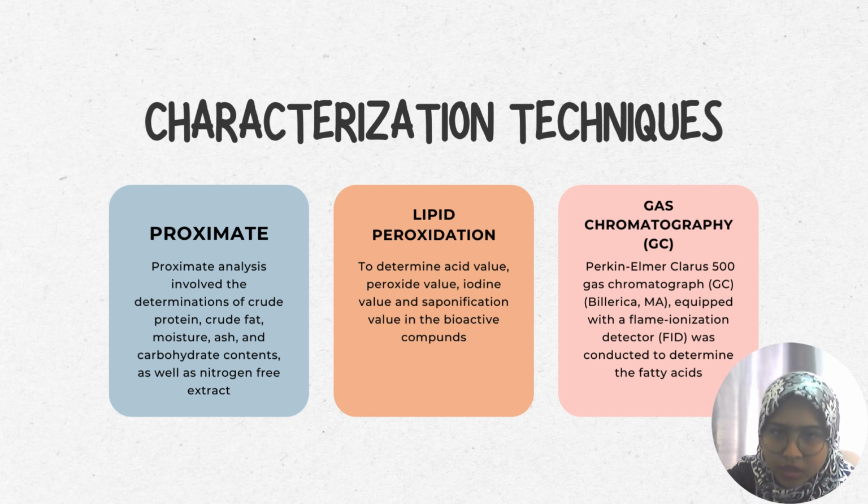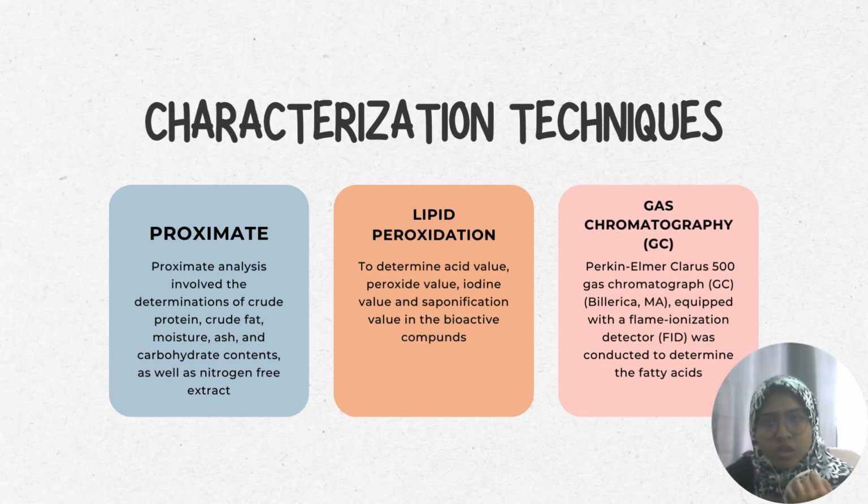Next, for the characterization, there are four techniques. The first one is proximate analysis. Proximate analysis involves the determination of crude protein, crude fat, moisture, ash, and carbohydrate content, as well as nitrogen-free extract in the fruit. Second, lipid peroxidation is used to determine the acid value, peroxide value, iodine value, and saponification value.